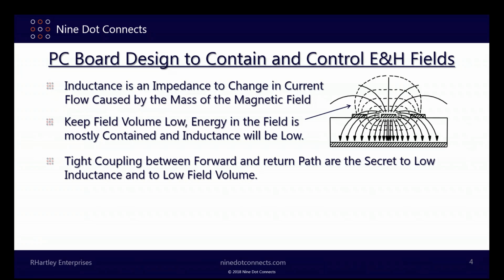We want to keep it low. When it comes to power bus, when it comes to power delivery, we want the impedance of the power bus to be extremely low. And all of that requires low inductance. And the way, again, that you achieve low inductance is by tight proximity.